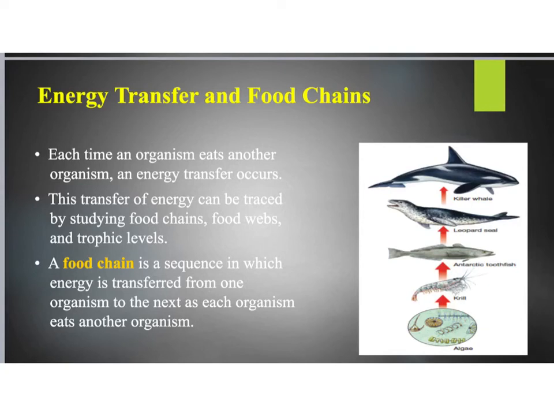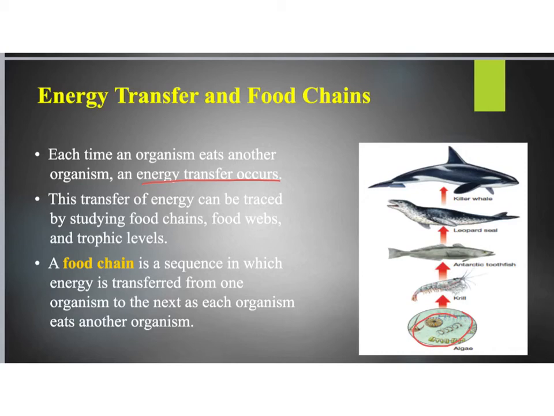Okay, so when the inevitable happens and one organism eats another organism, we have something called an energy transfer. So we're having energy go from one animal to another. This transfer of energy can be traced by studying a food chain or a food web and trophic levels. We're going to show you those things now. Here in this basic food chain, which is a sequence in which energy is transferred from one organism to the next as each organism eats another organism.